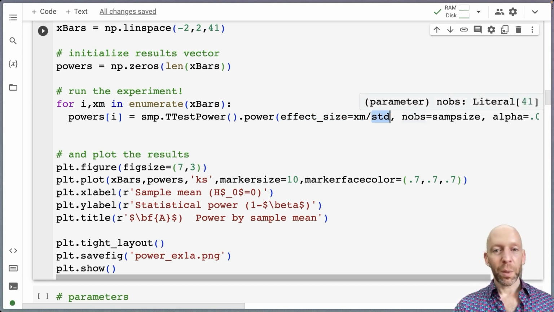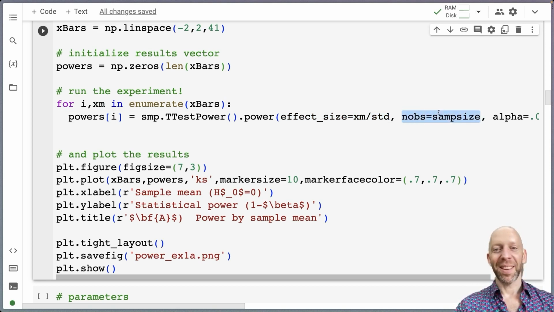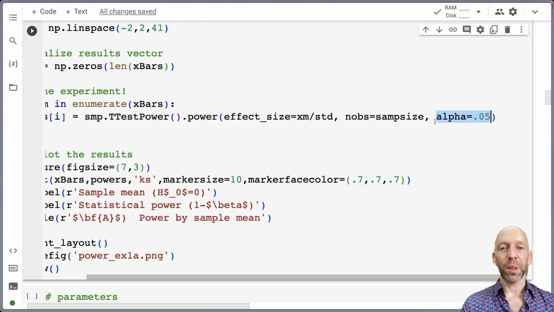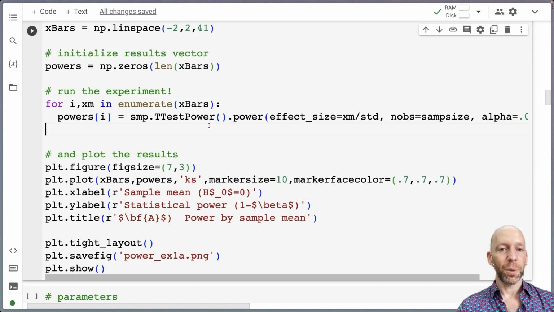We, of course, also need to provide the nobs, or the number of observations. And then, of course, we also need to know the alpha, the p-value threshold for considering something to be statistically significant. As I explained earlier in this chapter, the power, 1 minus beta, is dependent on many factors, all of these factors. It's also dependent on the alpha threshold that you use. Okay, so pretty straightforward. What we are manipulating here is the x bar.